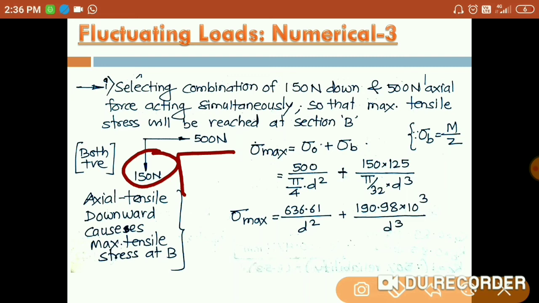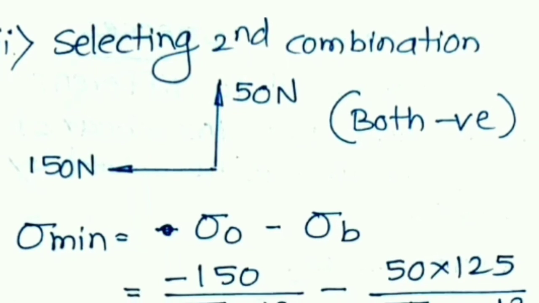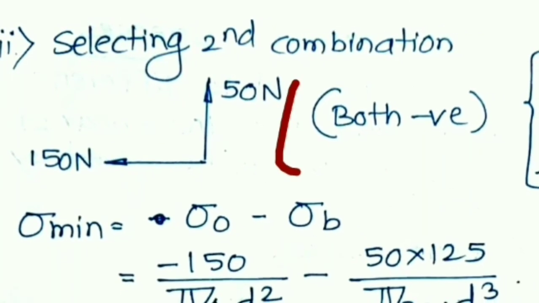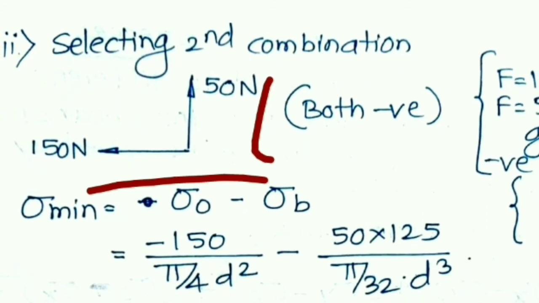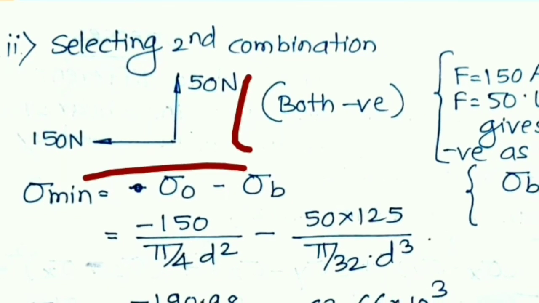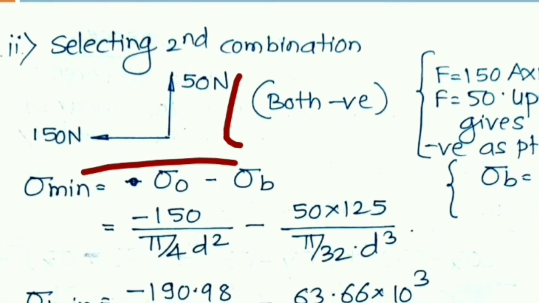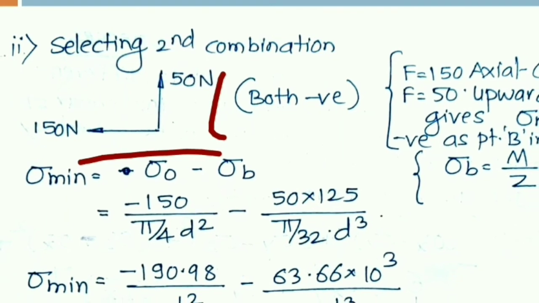In a similar way, we will have to find out another combination, which makes this bar undergo minimum stress. Now selecting the second combination, we can see at section B, that is at point B, the direct stress sigma o is in compression, that is 150, and the 50 Newton acting upward is causing a bending stress which is also compressive, that is negative. That is why the 150 axial is compressive and the 50 Newton upward is compressive.